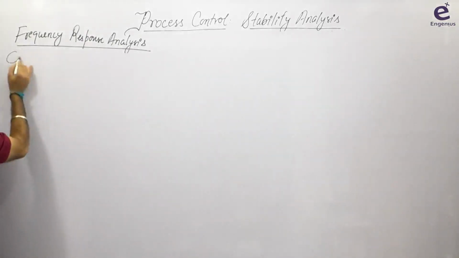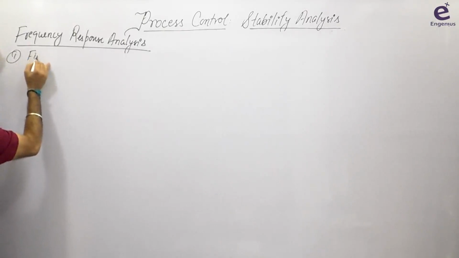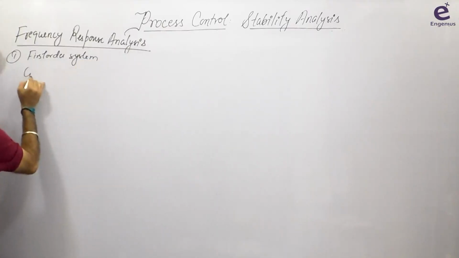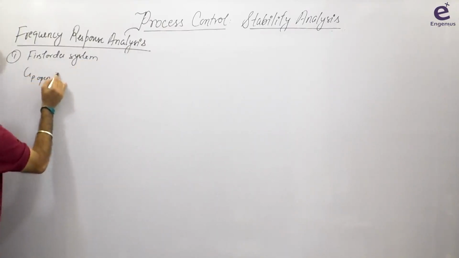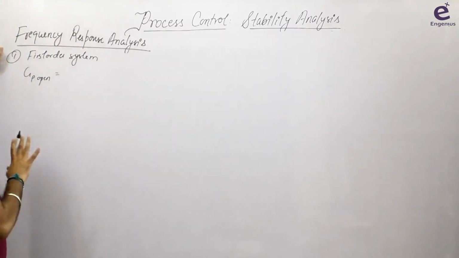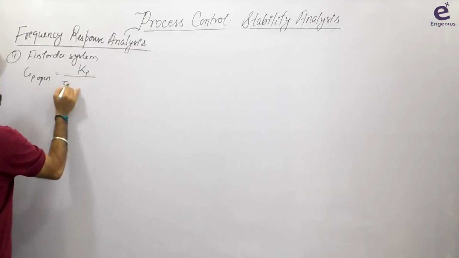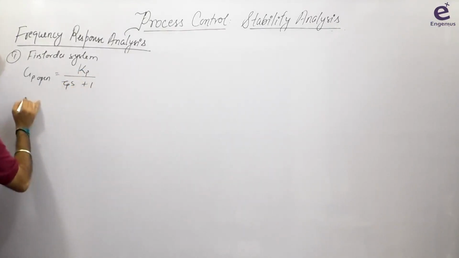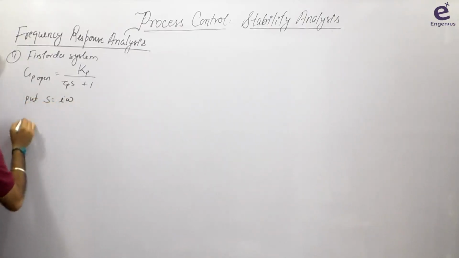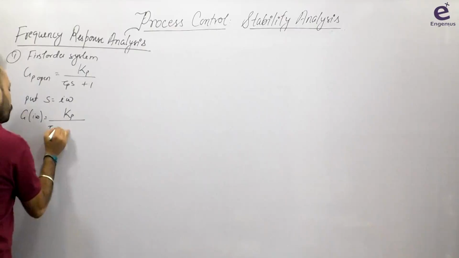First of all, the most common one: first order system. Can you tell me what is the open transfer function, GP open? Don't write 1 plus. I'm not talking about the open loop transfer function or the closed loop transfer function. I'm just talking about the transfer function of the first order system. GP open is Kp by tau p S plus 1. What do I have to do? Put S equal to iota omega. I hope you understand the basic properties of iota. So G of iota omega becomes Kp by tau p iota omega plus 1.